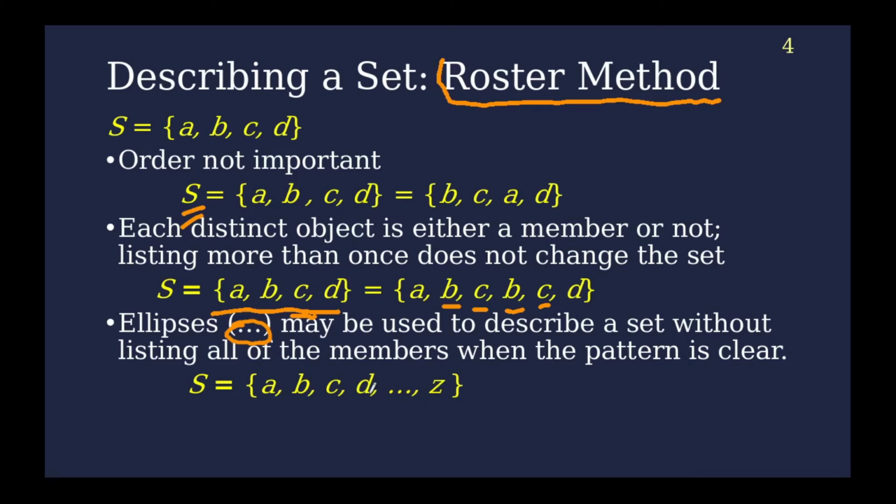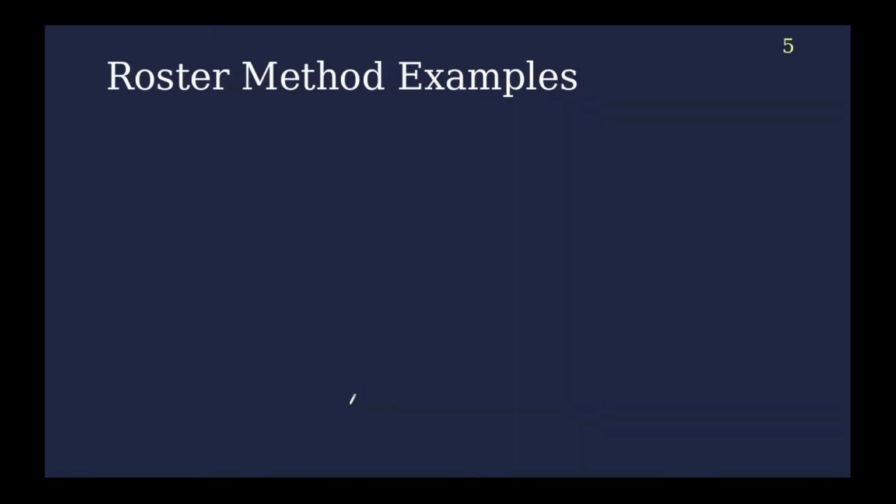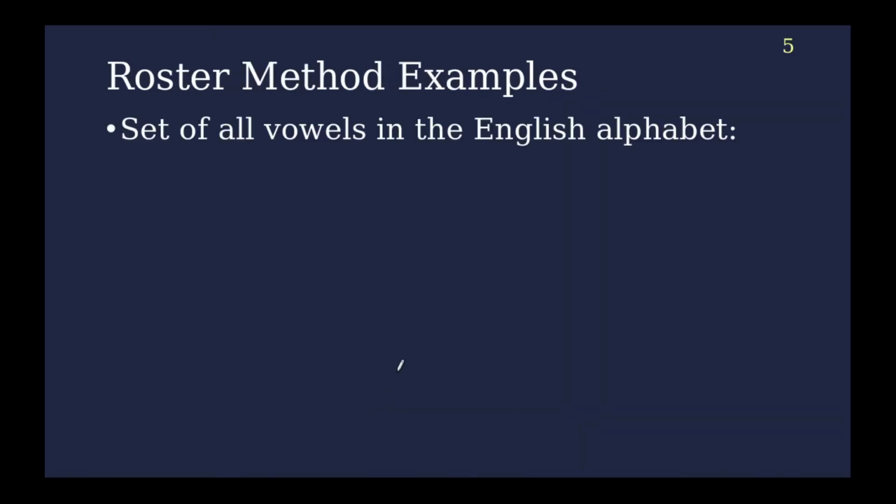That means the in-between elements are E, F, G, H, I, J, K, and so on, up to X, Y, Z. So this dot pattern or ellipse pattern is used when there is a continuity of elements, or there is a relation among the set members.